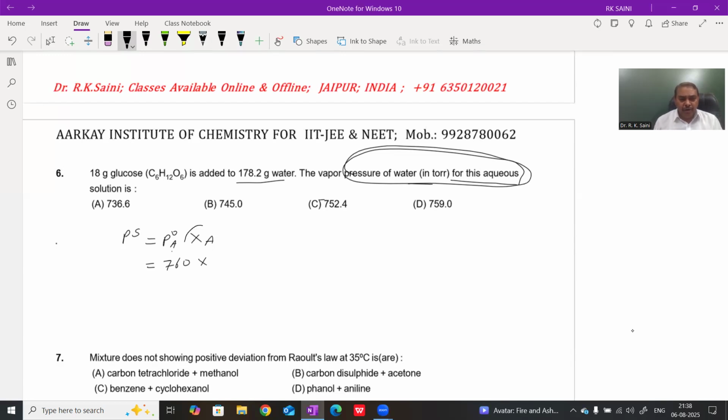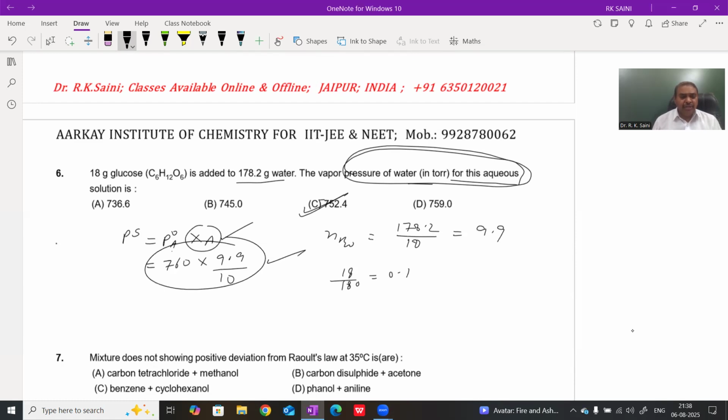And the mole fraction of solvent, water. Therefore, their moles of water is 178.2 divided by their molar mass, and this value is 9.9, and the moles of glucose is 18 upon 180 equals 0.1, and hence mole fraction of solvent is moles of solvent 9.9 and total moles are 10. Therefore, answer C option. Please check the answer and calculate the given value.